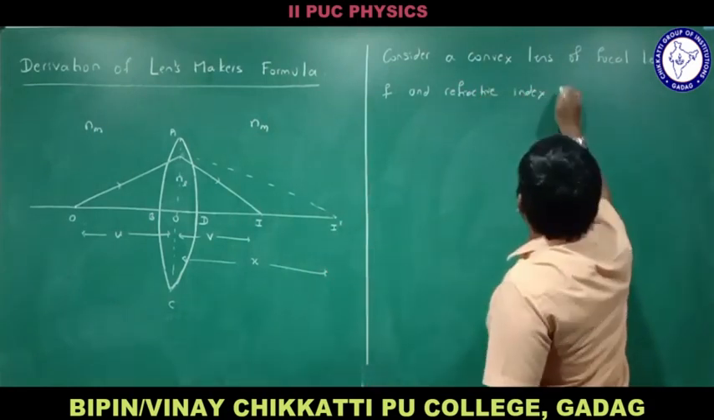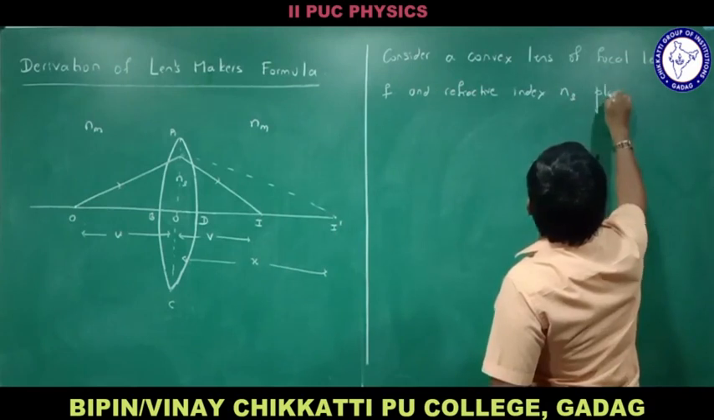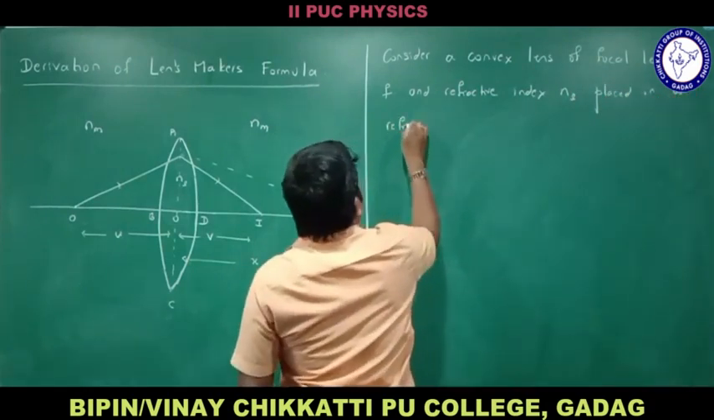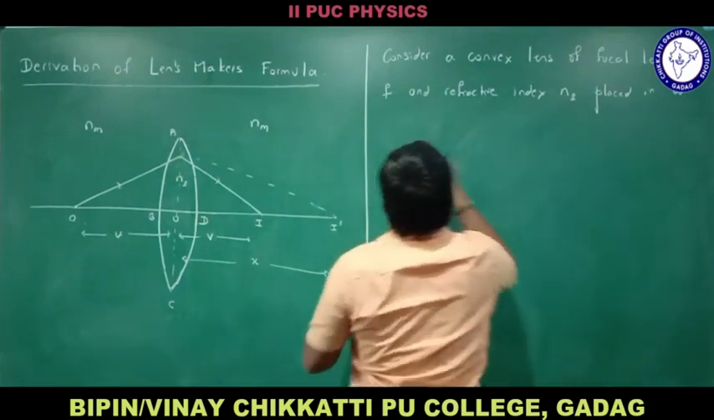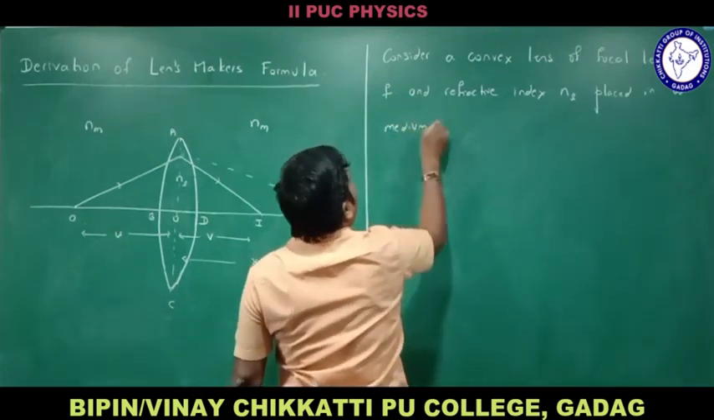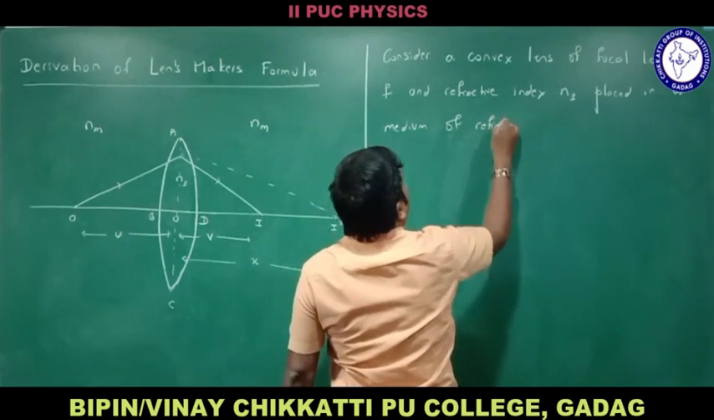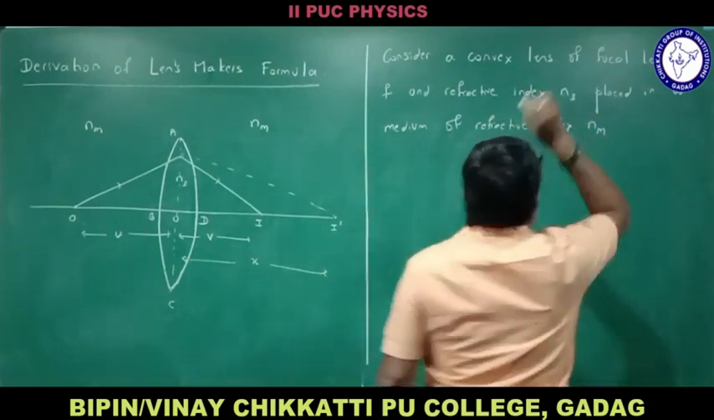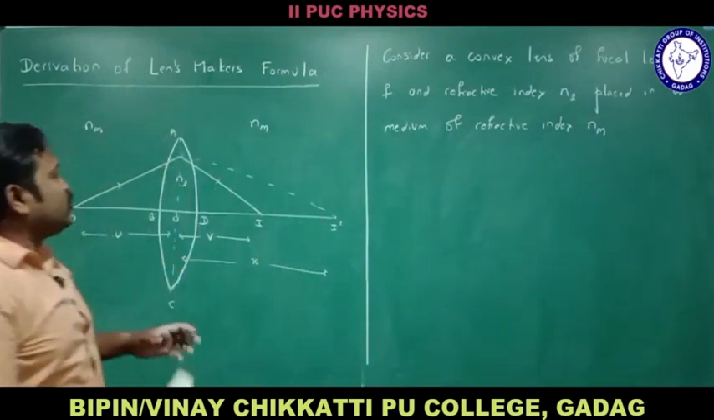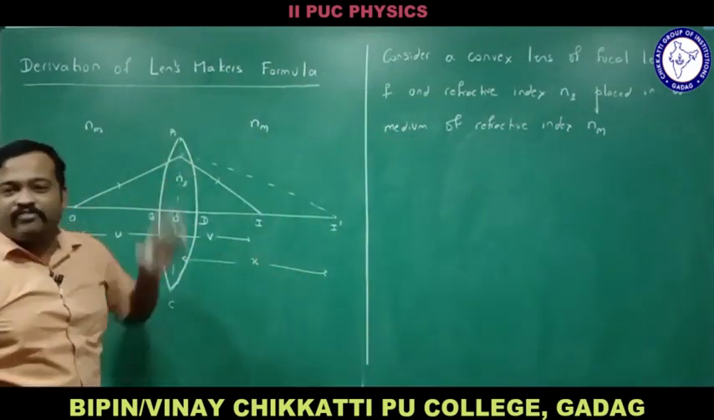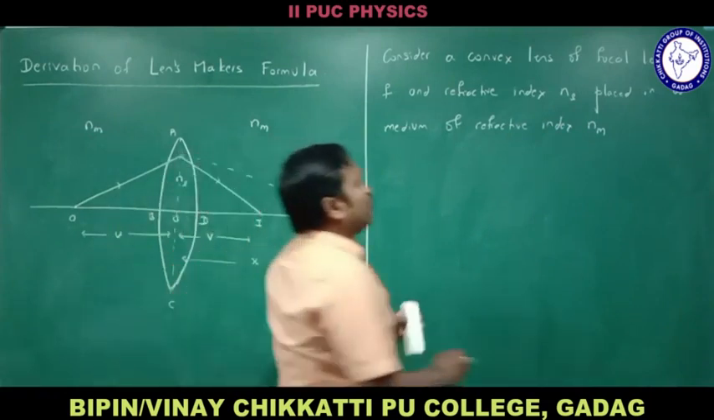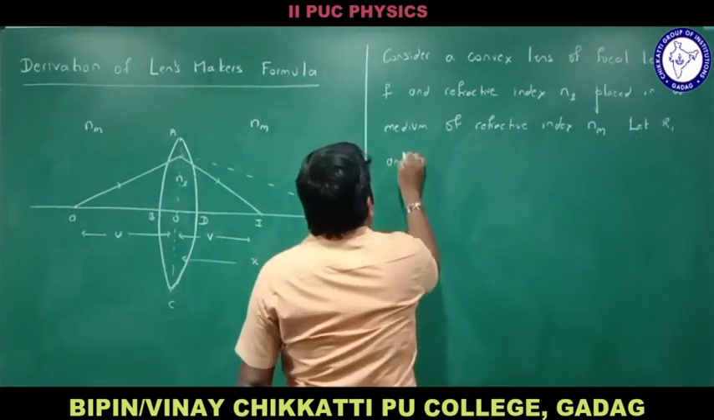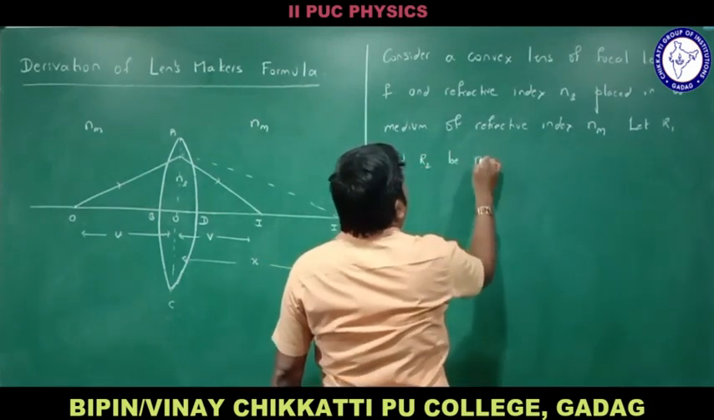Consider a convex lens of focal length F and refractive index NL, placed in a medium of refractive index NM. So it is placed in a medium of refractive index NM. Now what all we want? R1 and R2.